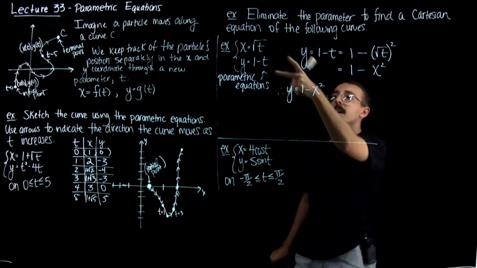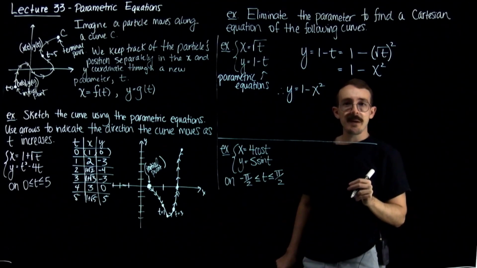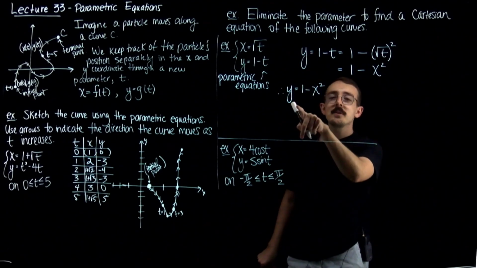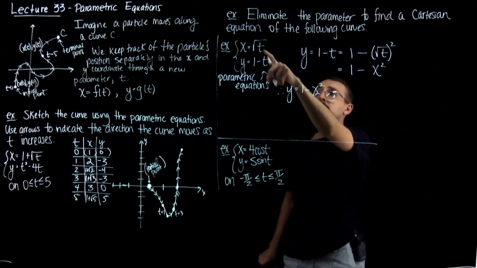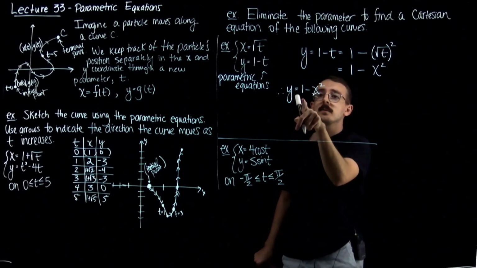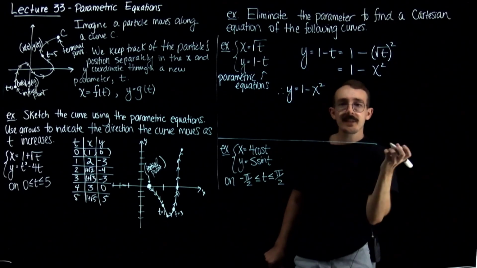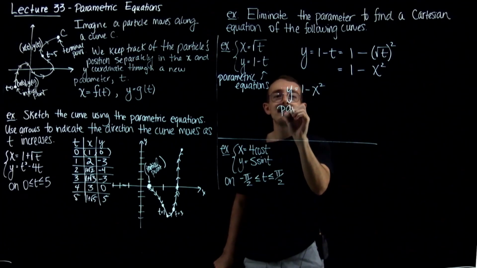So if you do some clever substitution and some algebra, you can get back to the original equation that we parameterized, which is going to be y equals 1 minus x squared. And what is that the graph of? It's a parabola.